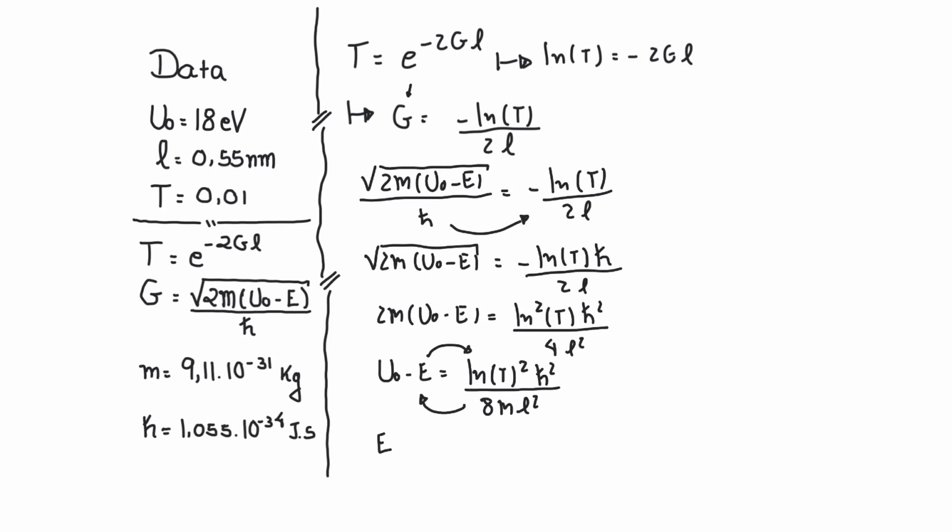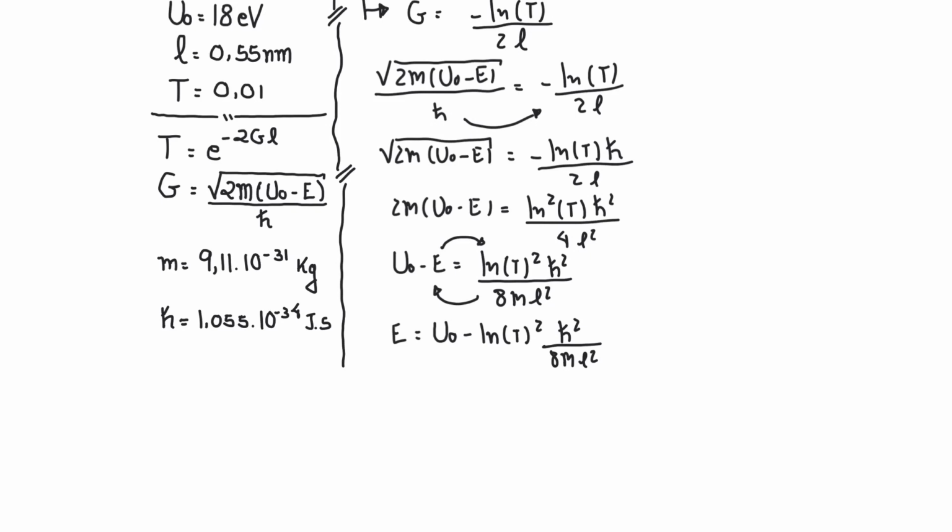The energy is equal to U0 minus the logarithm of T squared times h bar squared divided by 8 times m times L squared. Now, all we have to do is plug in the values that were given in the problem and evaluate the final answer. By doing that, we get the following: E is equal to U0, which is 18 electron volts.